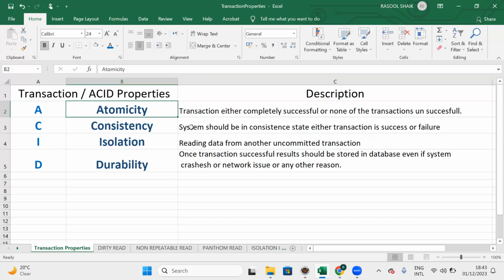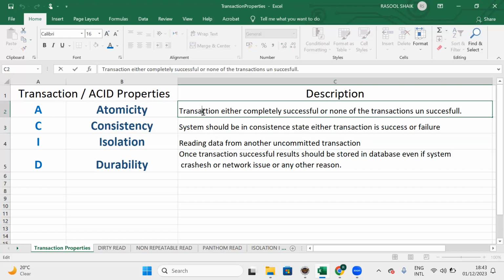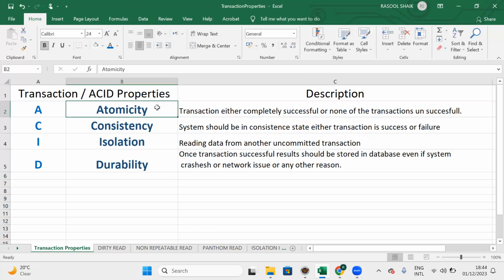Now let's discuss consistency. Consistency is nothing but the system should be in a consistent state, whether the transaction succeeds or fails. Before explaining consistency, let me give one example of atomicity. Let's say Rohit Sharma is trying to transfer 50 rupees to Virat Kohli. The transaction can succeed or fail, and that concept we call atomicity.